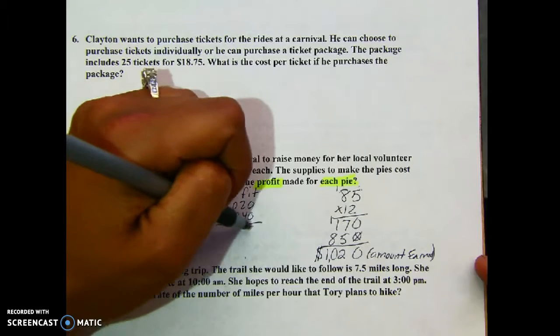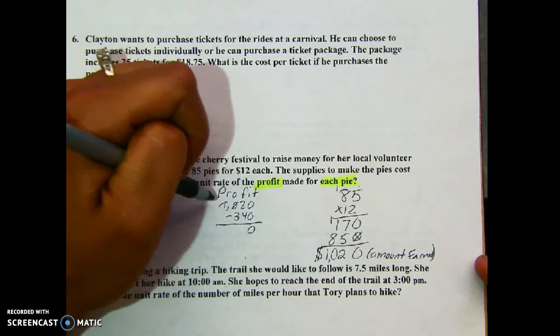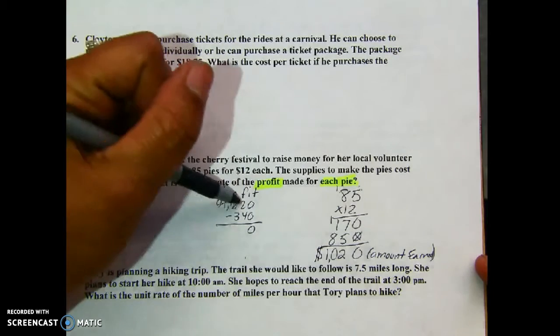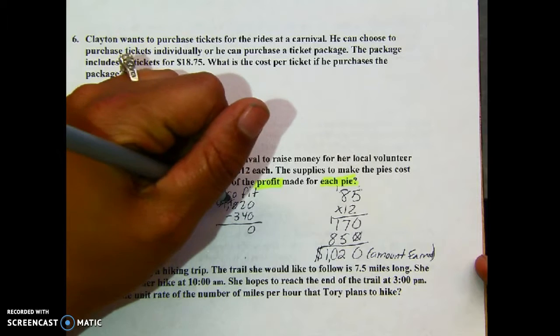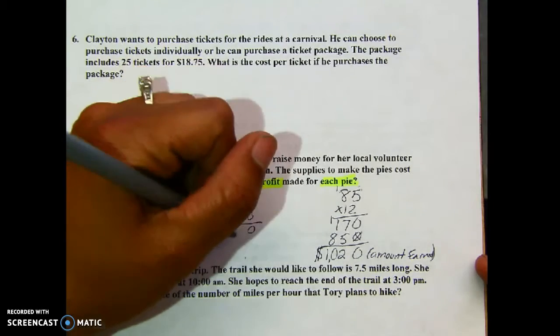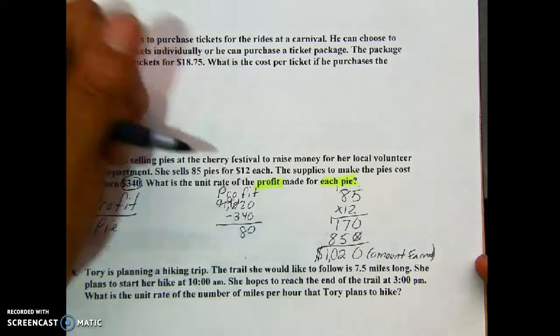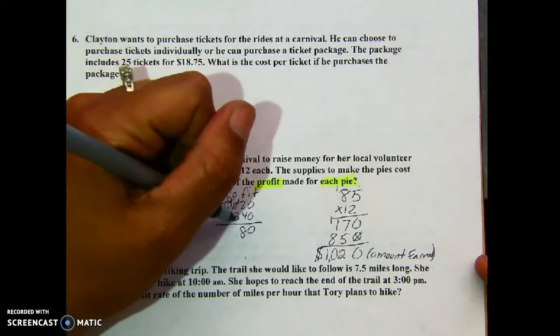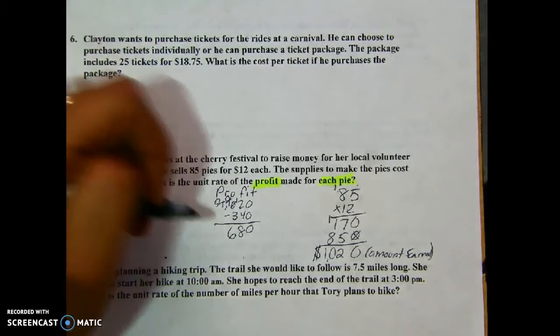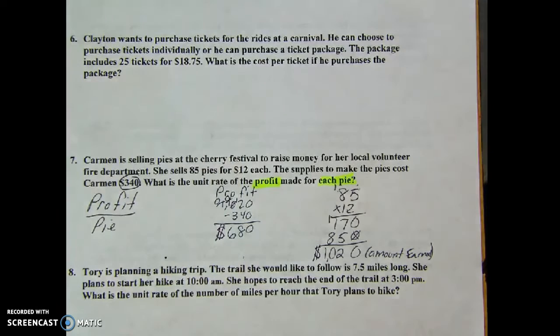0 minus 0 is 0. I need to borrow here. Okay, this will turn into a 0. This will turn into a 10. 2 cannot take away from 4. So this will borrow. And this will be 12 minus 4, which is going to be 8. Here, I'm going to have 9 minus 3, which is 6. Okay? So this represents that she made $680 profit. But that doesn't tell me for each pie.